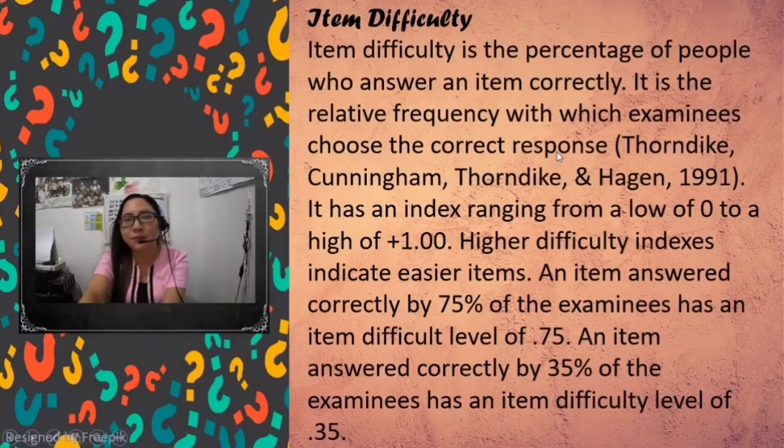Next, item difficulty. Item difficulty is the percentage of people who answer an item correctly. It is the relative frequency with which examinees choose the correct response, according to Thorndike, Cunningham, Thorndike, and Hagen in 1991. It has an index ranging from a low of 0 to a high of positive 1.00. Higher difficulty indexes indicate easier items. An item answered correctly by 75% of the examinees has an item difficulty level of 0.75. An item answered correctly by 35% of the examinees has an item difficulty level of 0.35.